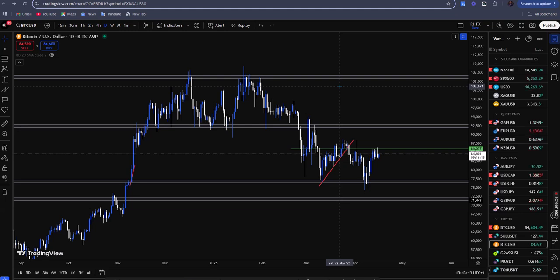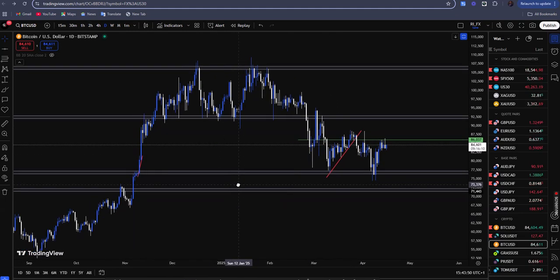So basically, this is the daily time frame. I'm just trying to check what Bitcoin has been doing for so long. Okay, the current market price is 84,622 Bitcoin per dollar. And okay, so what's the market trend for Bitcoin right now? What's the trend for Bitcoin right now?